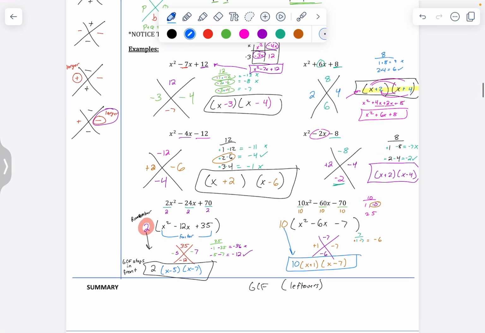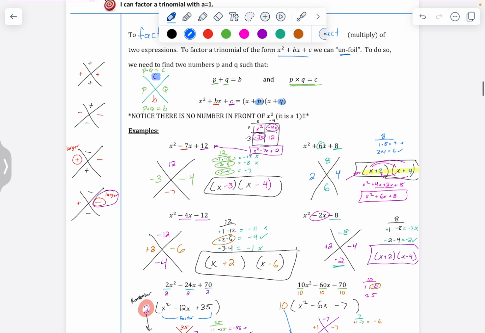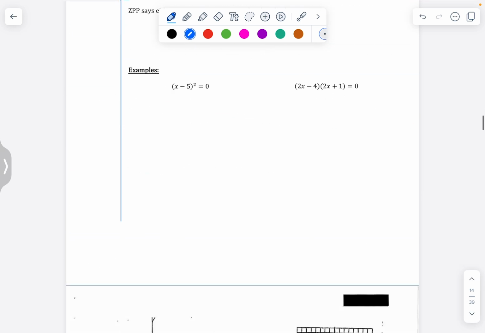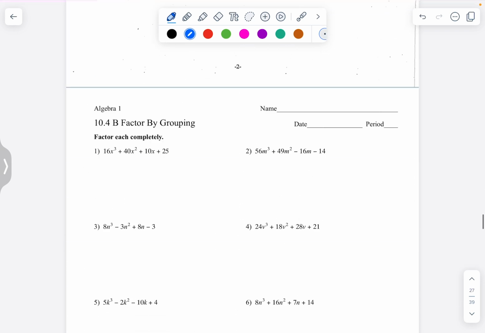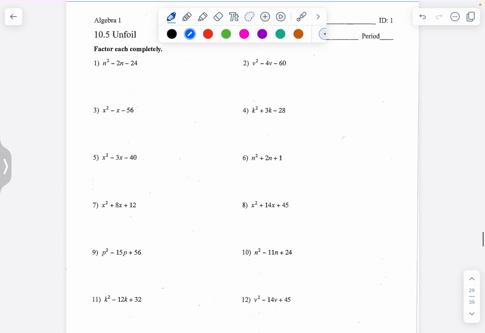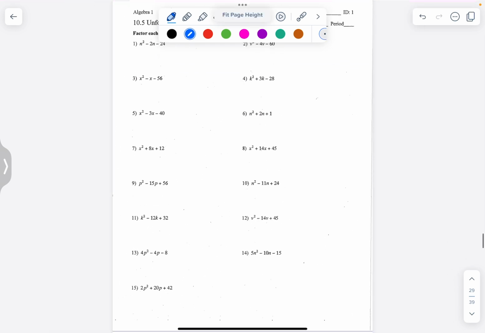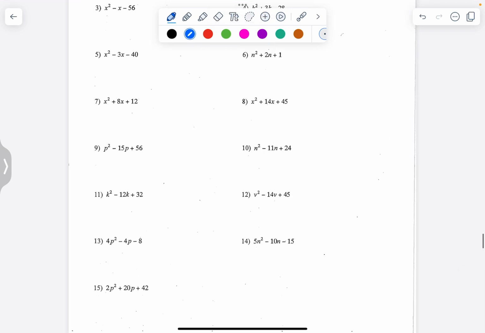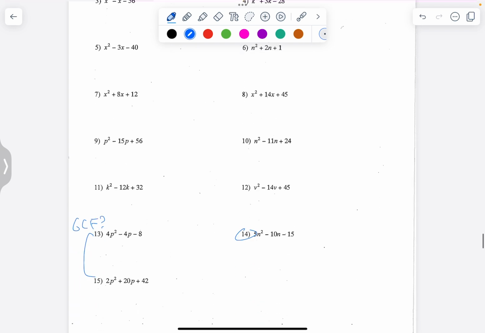All right, so that is how you factor with a leading coefficient of 1. When we go through our practice here, you guys are going to work through these 15 problems. Notice that there's a couple on there that have some numbers out in front, so make sure you're looking for greatest common factors on those. Go ahead and pull those greatest common factors out and then factor.